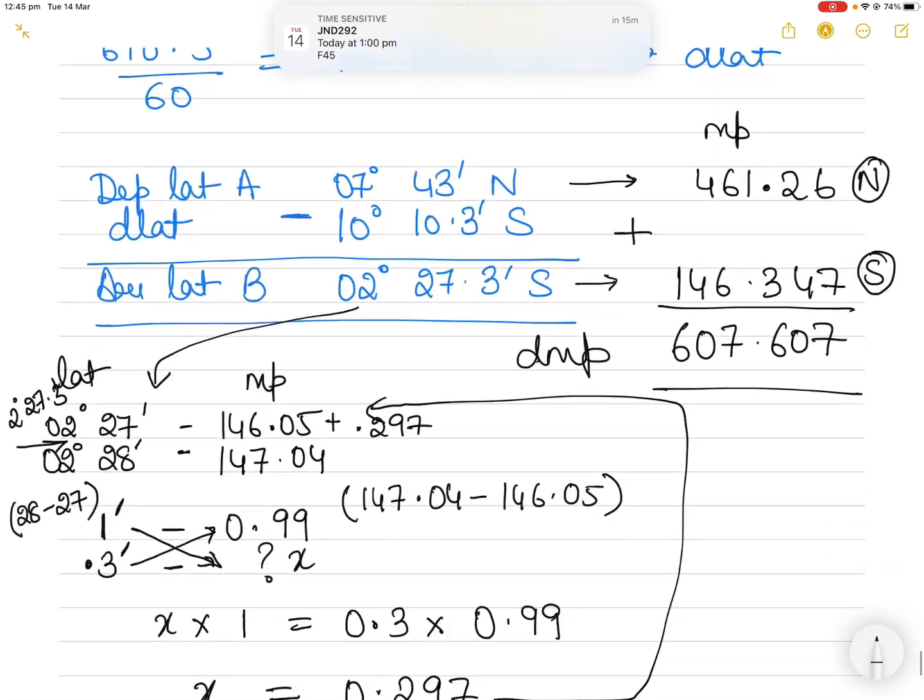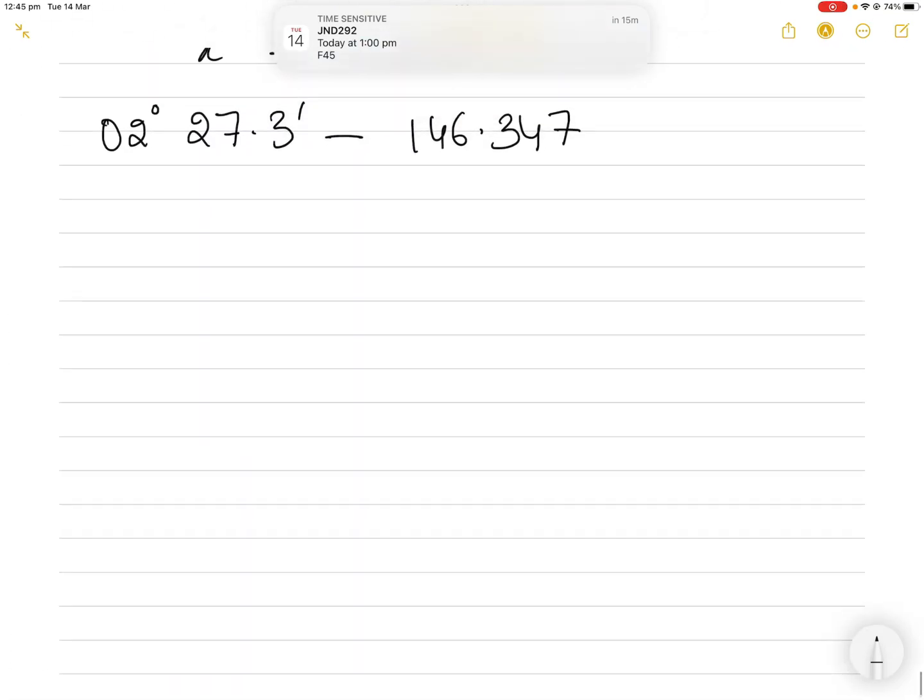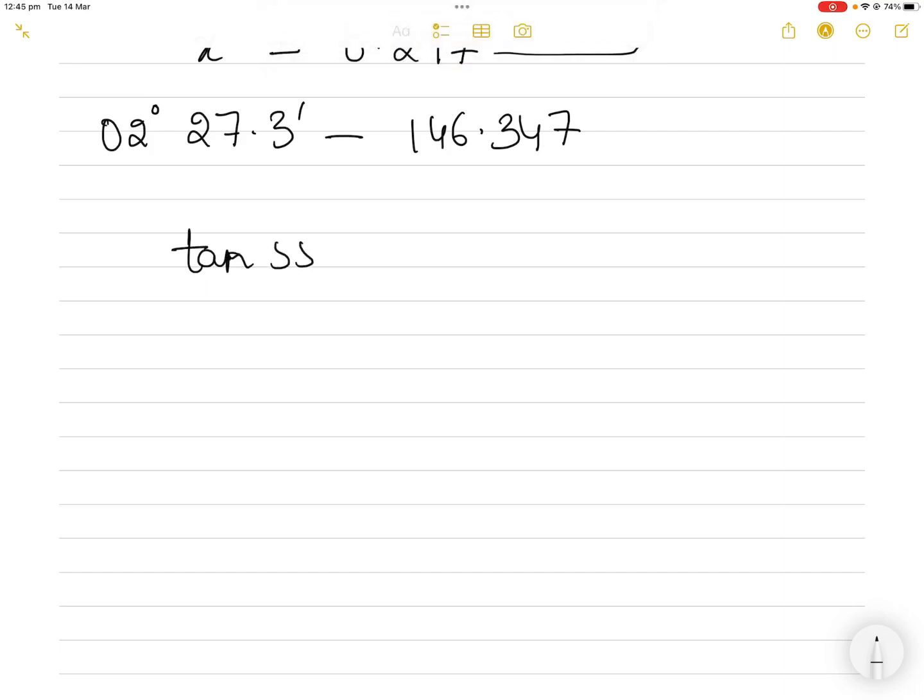So tan course equals D long by DMP. I have found DMP and I know the course already. So tan of course, I can use 55 or I can use 235, it doesn't make a difference. You will get the same value. You might get a negative, just ignore the negative sign. Equals D long, which I don't know, divided by DMP, which is 607.607.